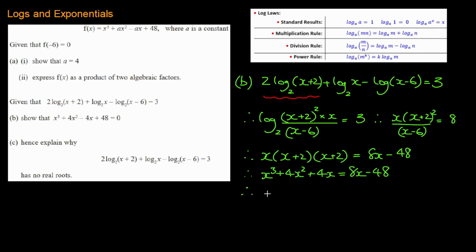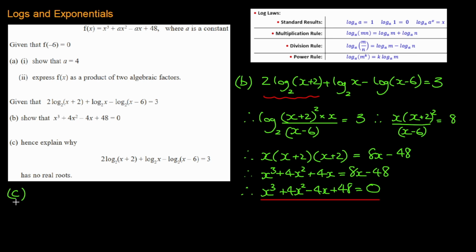Therefore, gathering terms up again and shoving everything on the left, I get x cubed. X squareds, well, the only x squared term is plus 4x squared. 8x comes across, becomes negative, and adds to the 4x, and we get negative 4x plus 48, and that's equal to 0. And we've proved it as required.